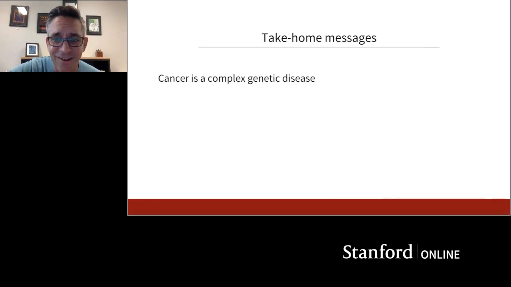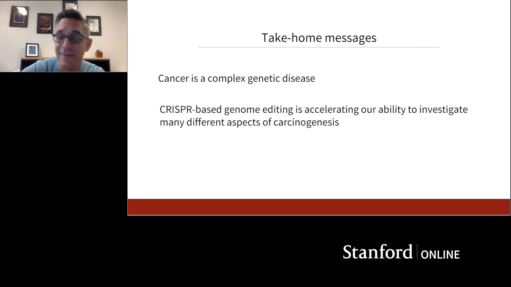So with that, I'll have my last slide here of take-home messages. One is that cancer is really a complex genetic disease. There's lots of genes that are altered, and they drive the way cancer behaves. And this is important for us to understand. Second is that CRISPR-based genome editing really is accelerating our ability to investigate many different aspects of cancer development, from cancer initiation, growth, metastasis, drug response. Every step along the way is now kind of benefiting from being able to do these types of experiments.